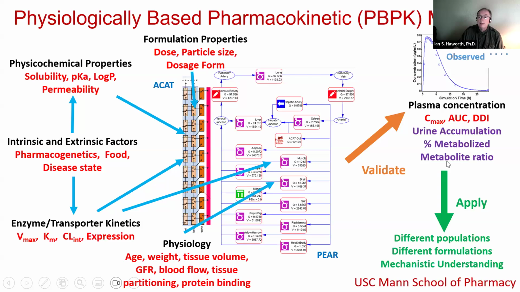Once you've done all that, you can apply the model. And that's, of course, the real goal here. Create a model in one population, apply it to different populations, to different formulations, and to derive mechanistic understanding. And I think the third one here is the one I'm really going to talk about for the next few minutes, mechanistic understanding.